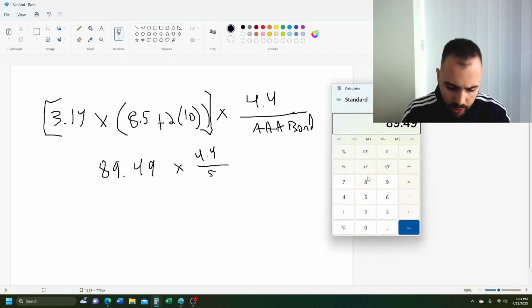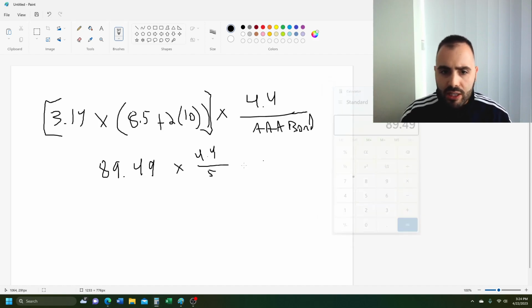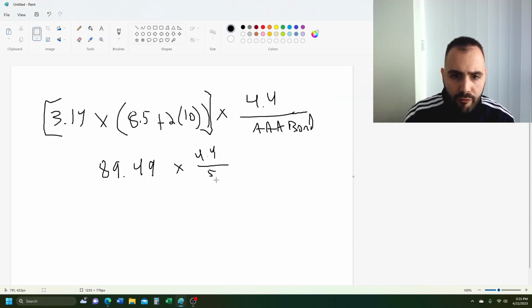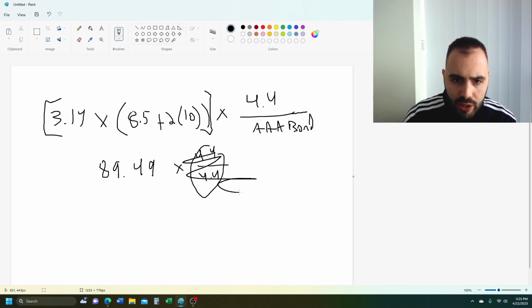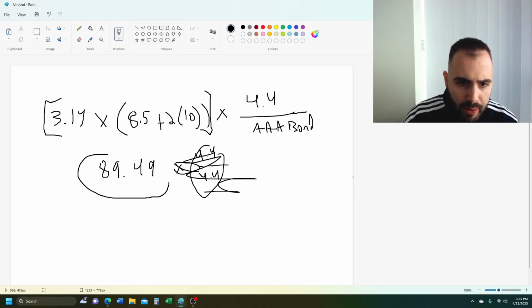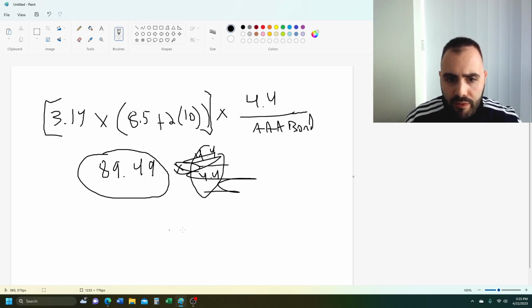Let me just look up really quickly what the current AAA bond rate is. I believe it's going to be around 5%. Yeah, so actually right now it's very close to 4.4. So we can just simplify this to be 4.4. And that would just give us a multiplier of 1 based on the current interest rate, so we can just eliminate this. So this would be basically the current intrinsic value.